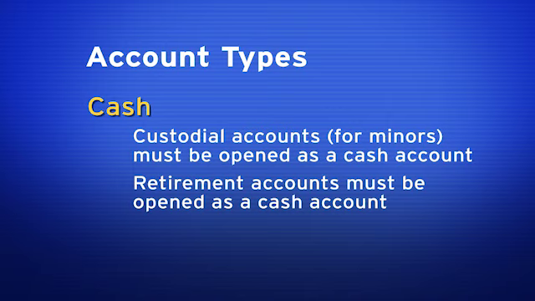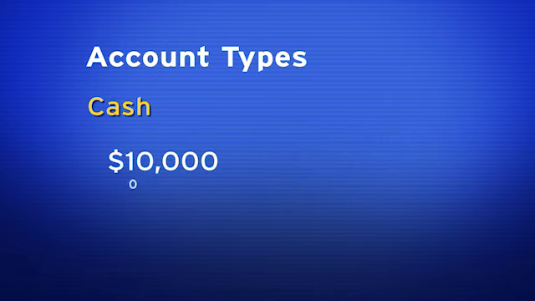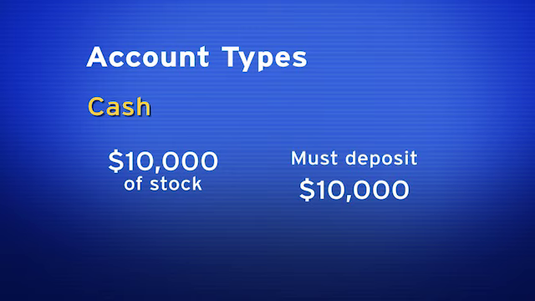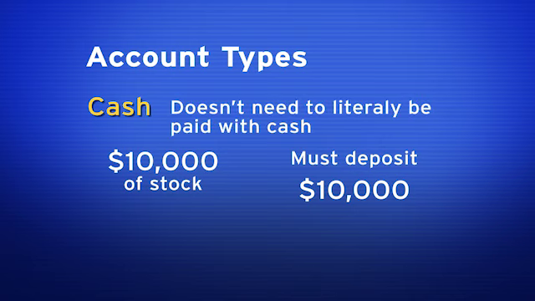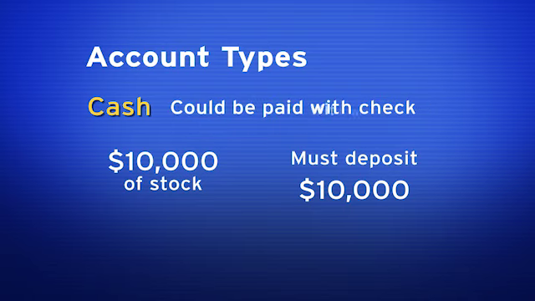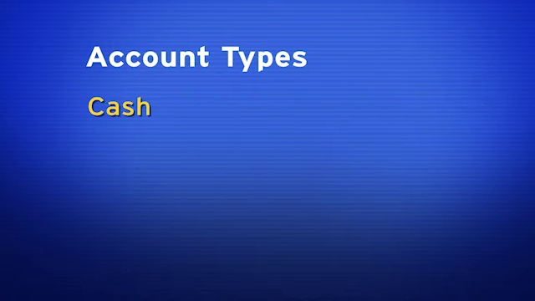So if I bought $10,000 worth of stock in a cash account, how much would I have to deposit to pay for that trade? $10,000. Now, we're not saying that you've got to deposit cash. This is just the name of the account, indicating that payment must be made in full, no borrowing allowed. I could pay for this with a check, or I could pay for it with a money order. The form of payment doesn't have to be cash.